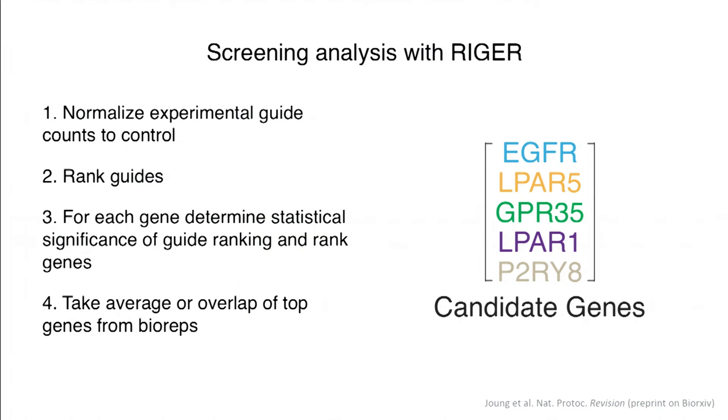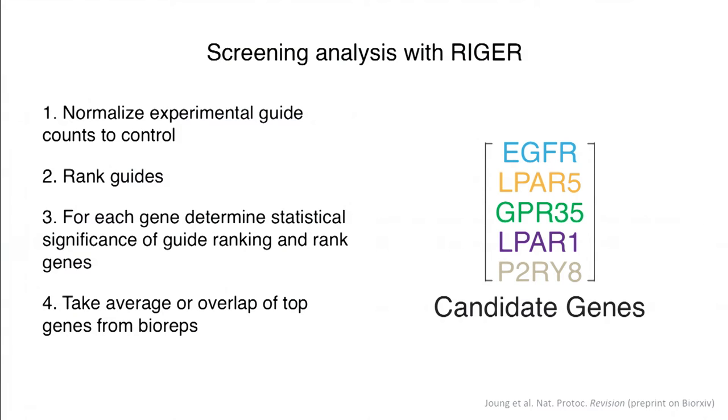So first, we typically normalize the experimental guide counts to the control for each guide. So for each guide, you'll have a ratio of how much it was enriched versus depleted. And then we rank guides in the order of enrichment or depletion, depending on your type of screen and what you're looking for. And then for each gene, we'll look at where its guides are in the distribution and see if the ranking of the distribution is significant.